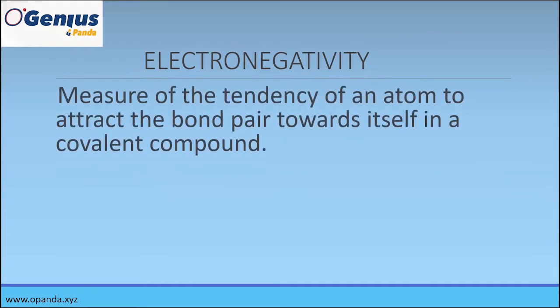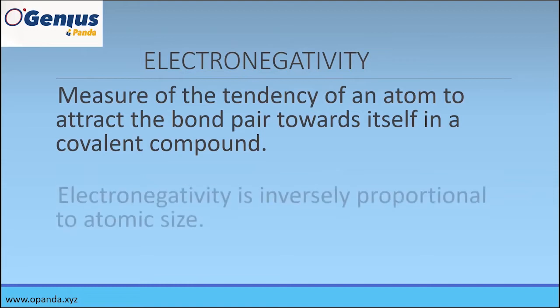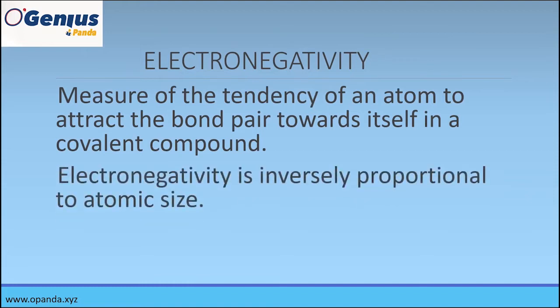Electronegativity is a measure of the tendency of an atom to attract the bond pair towards itself in a covalent bonding. When you have two atoms which are different, the bonding pair cannot be equally shared. It may be equally shared only if their electronegativities are similar. If the electronegativity values are different, then the bond will be closer to the nucleus of one atom and a bit far from the nucleus of the other atom.